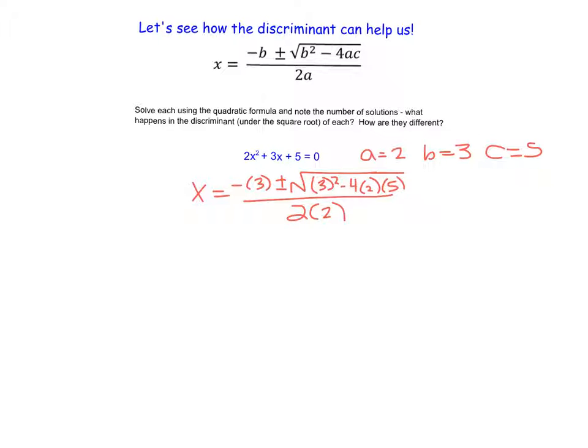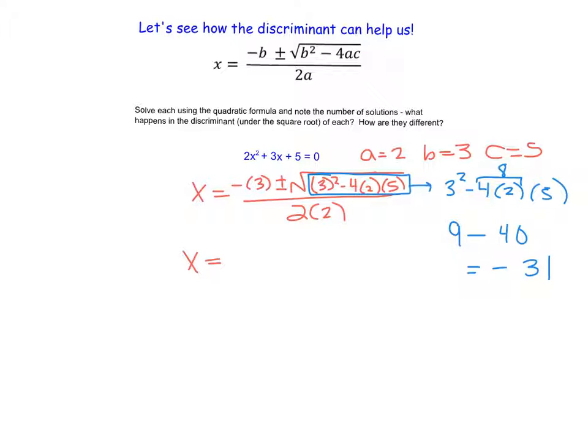So here, if I look at this piece underneath the square root, I have 3 squared minus 4 times 2 times 5. So here, 3 squared is 9 minus, well, 4 times 2, that's 8. 8 times 5 is 40. 9 minus 40 is equal to a negative 31. So here, if I rewrite this, x is equal to negative 3 plus or minus the square root of negative 31, all divided by 4.